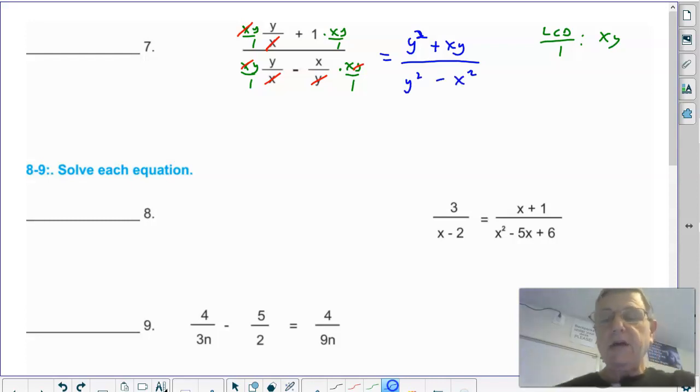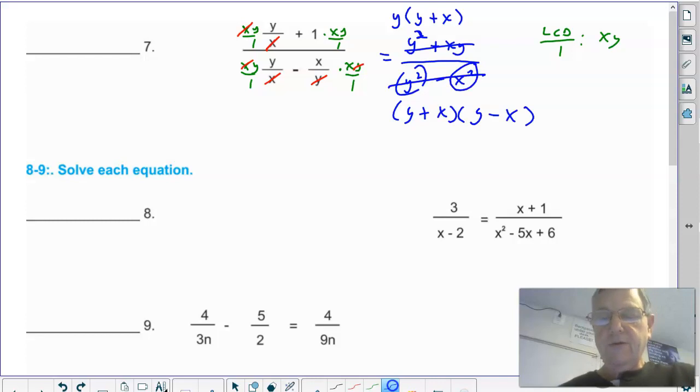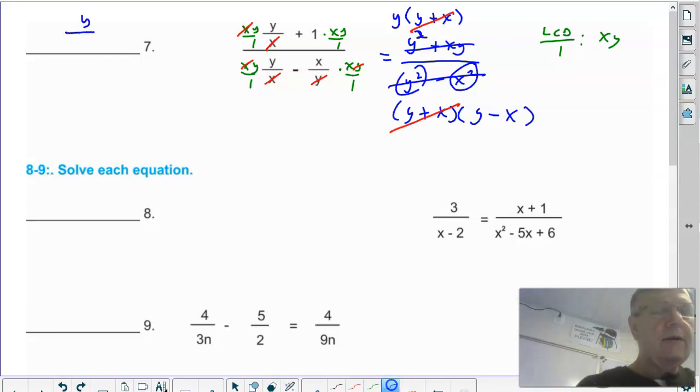Now, I got to be careful. Does this thing reduce? Well, notice I can factor out a common y out of the top, and I get y plus x. Notice the bottom is a difference of 2 squares. Plus in the middle of one, minus in the middle of the other, square root of the front in the front, square root of the back in the back, and there's the factoring there. And notice now, these y plus x's divide out. All right, so your final answer is y over y minus x.